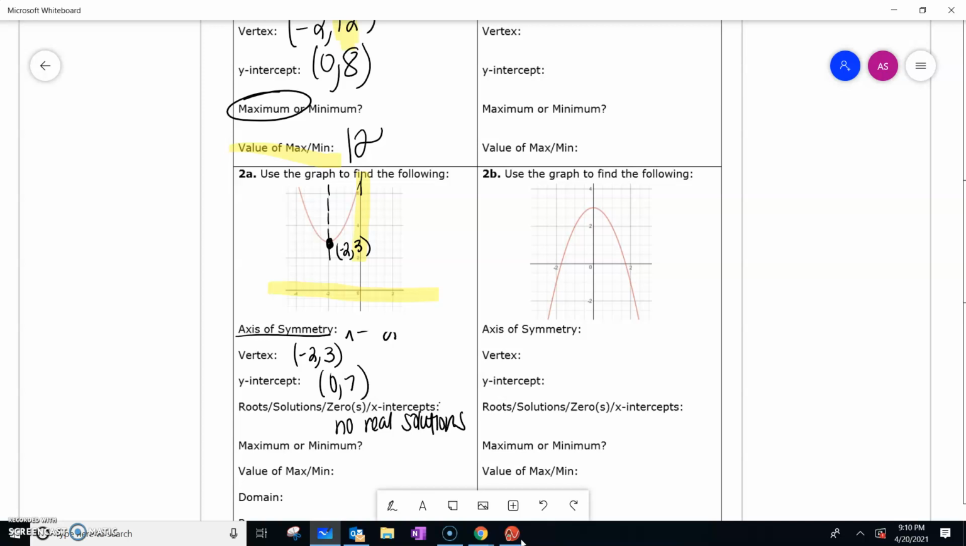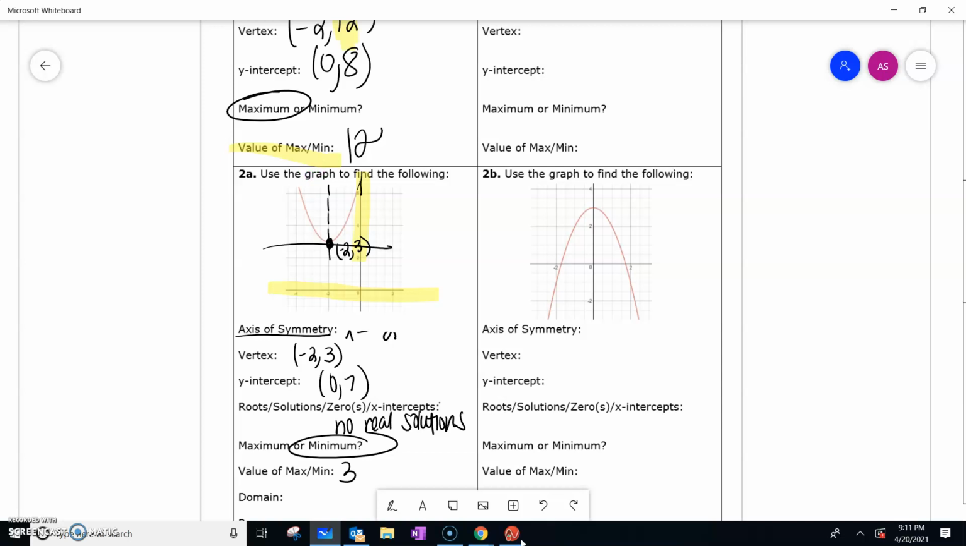All right. Since my vertex is at the bottom, this is going to be a minimum value. Okay, so I want to circle minimum. And I know that the value of the minimum is going to be positive 3. Because it's always the y value of our vertex, and that graph is not going to go any lower than 3.